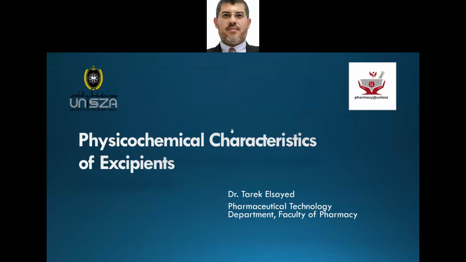This is the second lecture in your dosage form design course. The first lecture was about the physicochemical characteristics of APIs, or active pharmaceutical ingredients. Today we'll talk about the physicochemical characteristics of the second component in any pharmaceutical formulation or any dosage form, which is the excipients.